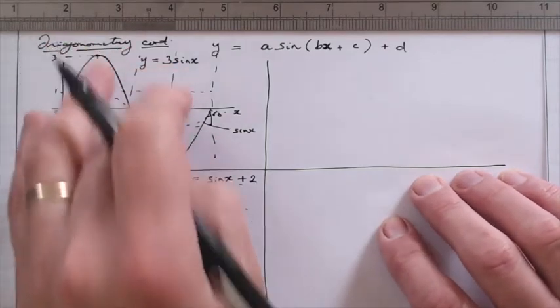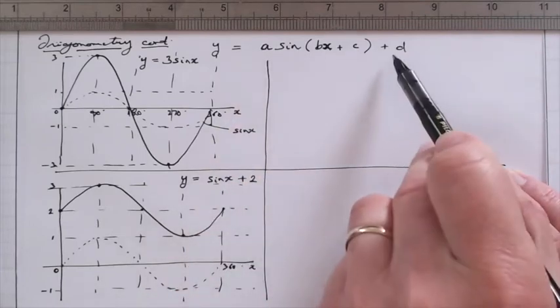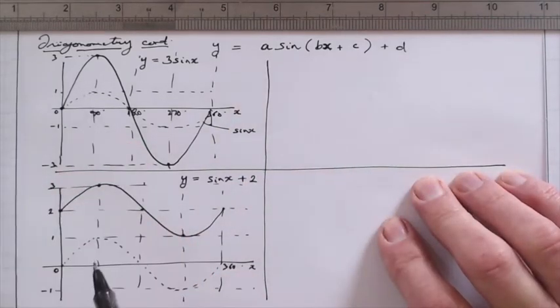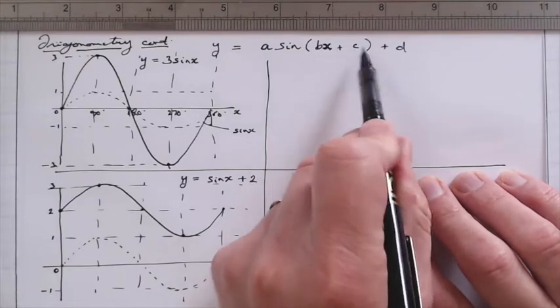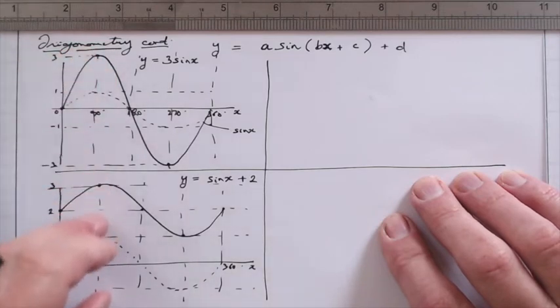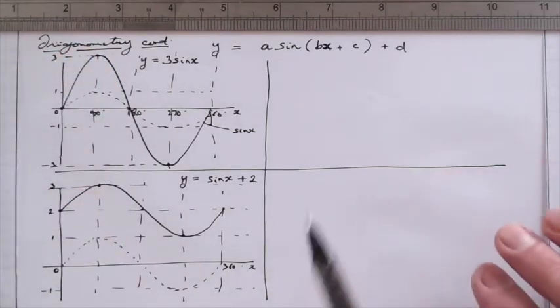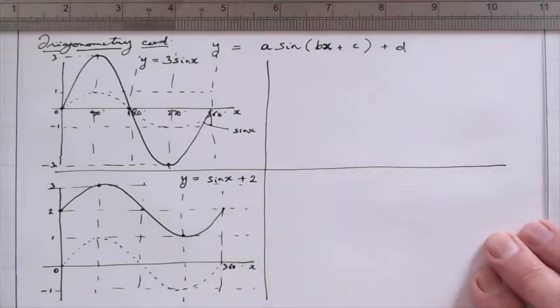I've done these two first, dealing with the multiplying of sine and then the addition bit, because these are kind of a lot easier to think about than these rather tricky ones inside. This is expanding in the y direction, this is shifting in the y direction. Things get a bit harder when we think about what's going on inside the function.